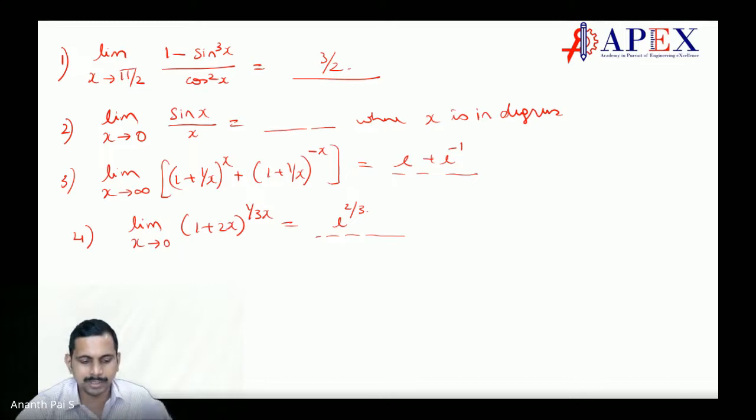Second one, pi by 180. Pi by 180. Very good. Simple. So the students who did not get it, you have to struggle. You have to take time this afternoon.